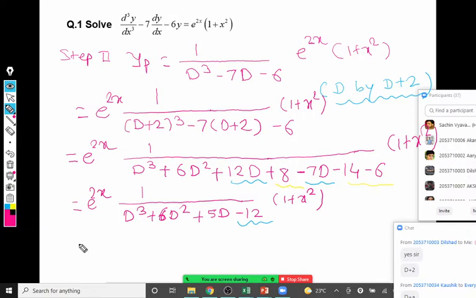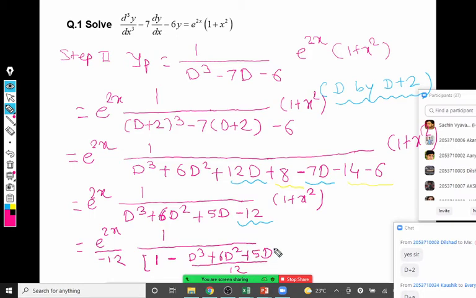So, as the next step, I will write e raised to 2x upon minus 12. So minus 12 is taken common and this will be converted as minus 12 divided by minus 12 is 1, so that 1 I am writing here. Then this minus 12 sign I am giving here, and the remaining term d cube plus 6d square plus 5d upon 12 I am writing, and that is of 1 plus x square.